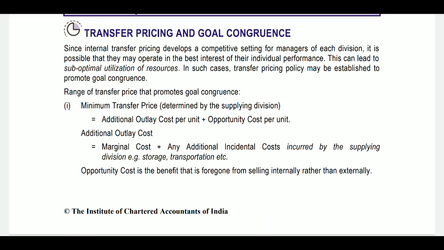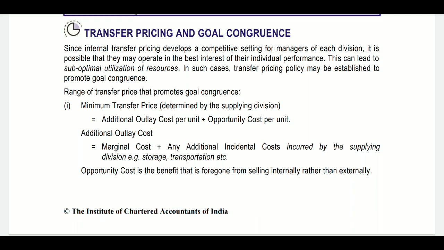We will add this additional outlay cost plus opportunity cost per unit. What is additional cost outlay? That is, the marginal cost plus any additional incidental cost incurred by the supplying division, that is storage, transportation, etc. Next, what is the opportunity cost? That is, the benefit foregone by selling internally rather than externally. If you go for external, we will get some amount. We will add that to the cost. So the minimum transfer price is additional outlay cost plus opportunity cost.